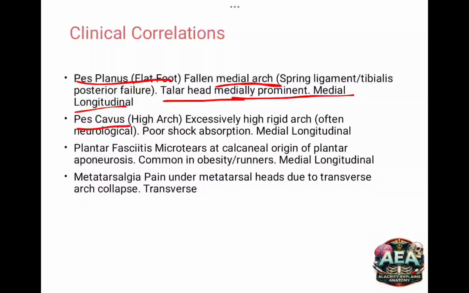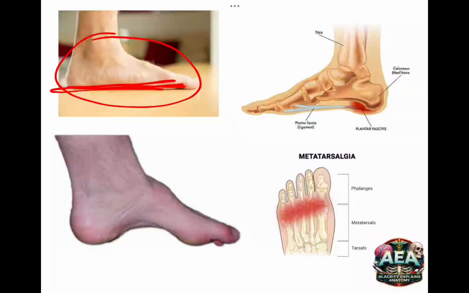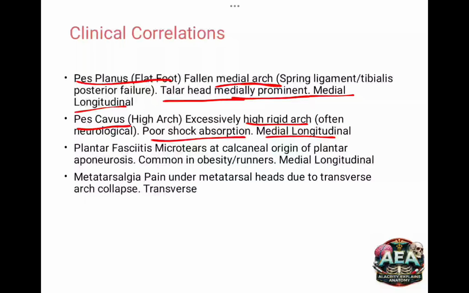We have pes cavus, or high arc, which is an excessively high rigid arc, often neurological. There is poor shock absorption, and the medial longitudinal arc is also affected. This is our pes cavus. You see how it's unusually high, and you say that it is often neurological.